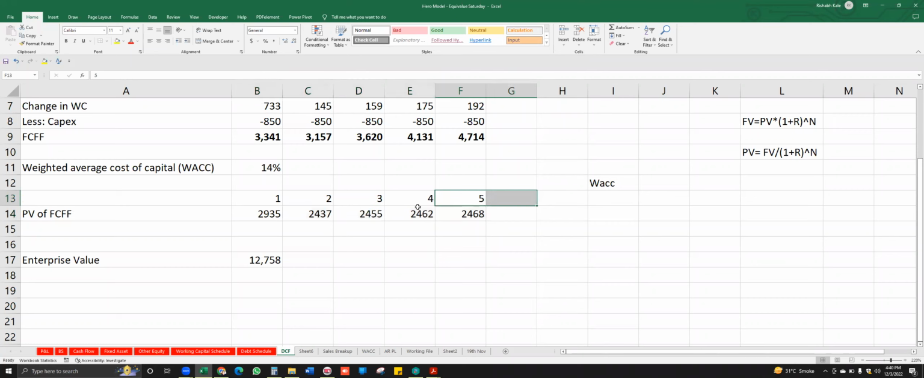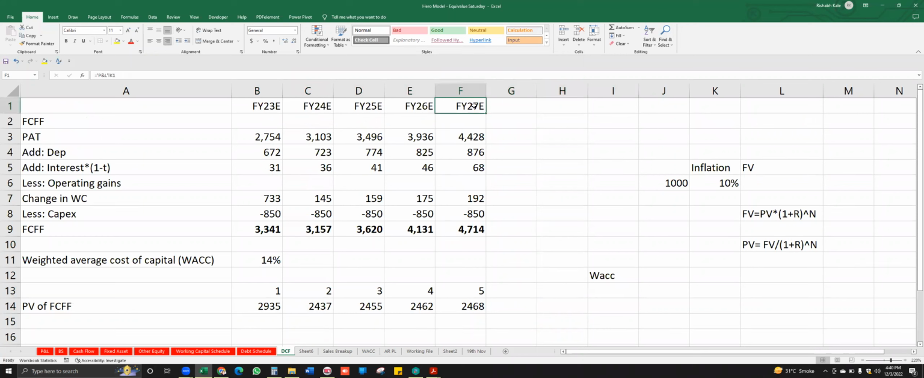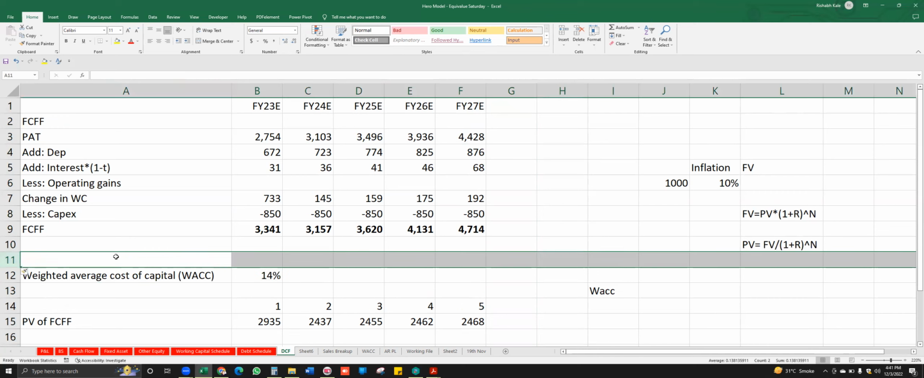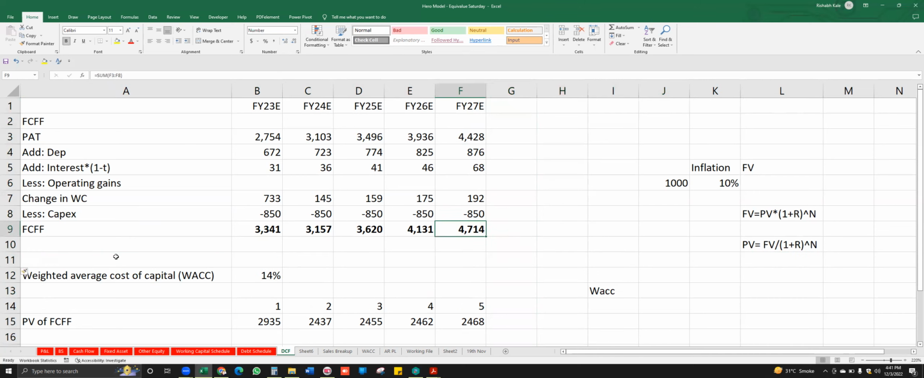okay, we have forecasted till year 5. Do you think that Hero MotoCorp will go bankrupt after year 6? We are forecasting FY27. What after 27? Hero will go bankrupt? They will stop their operations? Hero will still grow, right? Means the cash flows of Hero, we expect them to still grow, right?